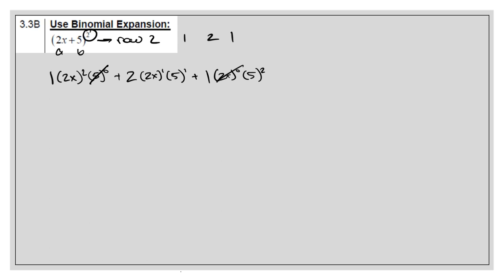Okay. Let's simplify these things. We have 1 times 2x to the second power. That's 4x squared. We're done. Plus 2x times 5, which is 10x, times 2 is 20x. We're done. Plus 5 squared is 25. All done.